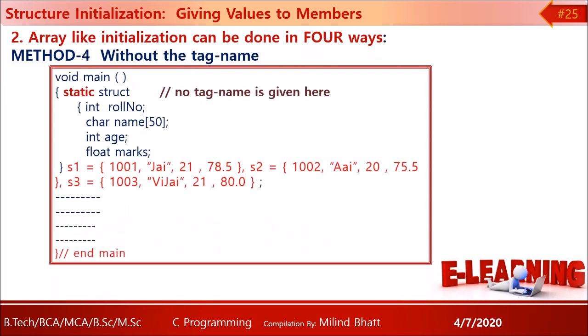The fourth one, without the tag name. Void main static struct C. No name is over here. No tag name is given over here. Roll number, name, age and marks.